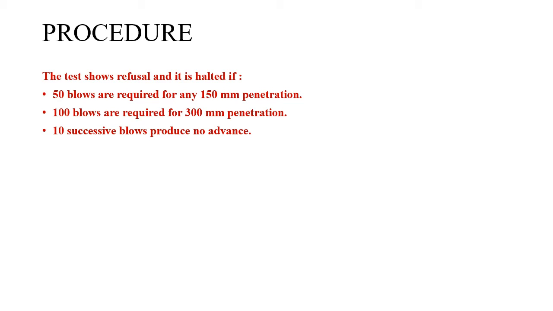The other criterion by which you can stop the test is if you get 100 blows for 300 mm penetration. So either you get 50 blows for any 150 mm penetration, or you get 100 blows for 300 mm penetration, or even 10 successive blows produce no advance. That is, even 10 successive blows could not make any penetration into the soil. That means there is no point in continuing with the test. So these are the three criteria, and any of them can be followed as per what you encounter in the field, and then you can stop conducting the standard penetration test.